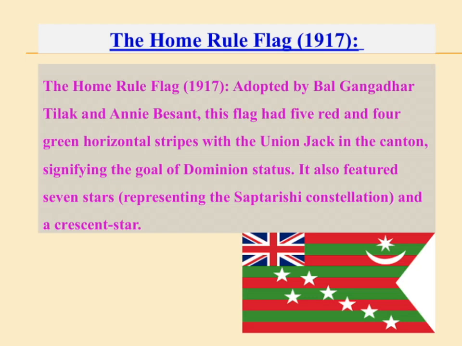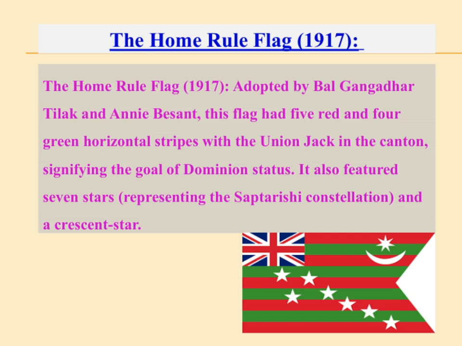Now, let's take a closer look at the Home Rule flag of 1917. This flag was adopted by 2 prominent leaders of the Indian independence movement, Bal Gangadhar Tilak and Annie Besant. It featured 5 red and 4 green horizontal stripes, which represented different communities within India. The flag also displayed the Union Jack in the canton, symbolizing India's connection to Britain, but also signifying the goal of achieving dominion status, where India would have self-governing powers within the British Empire.